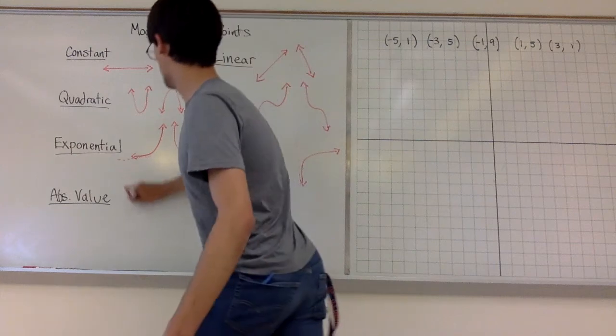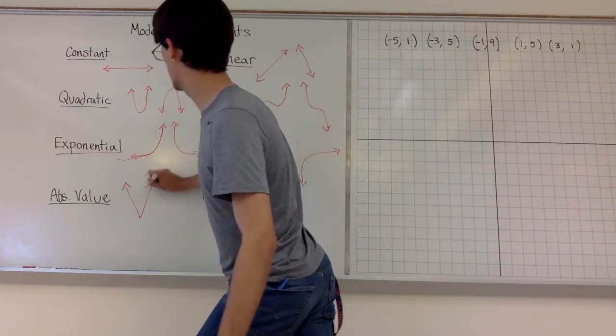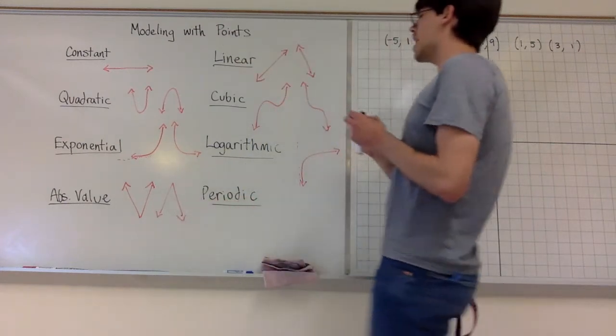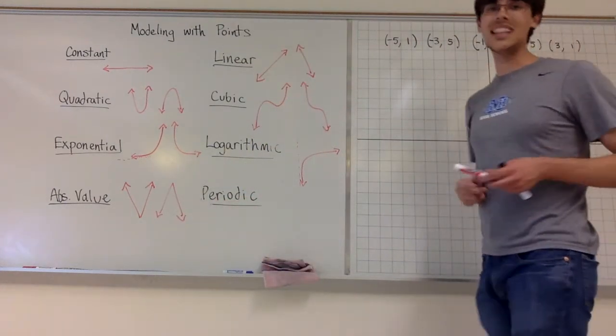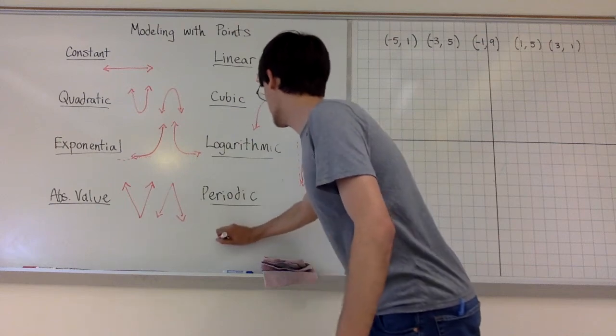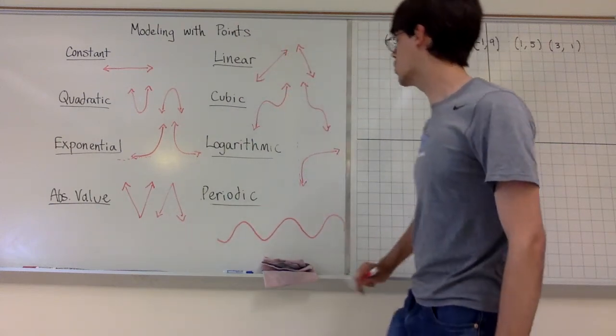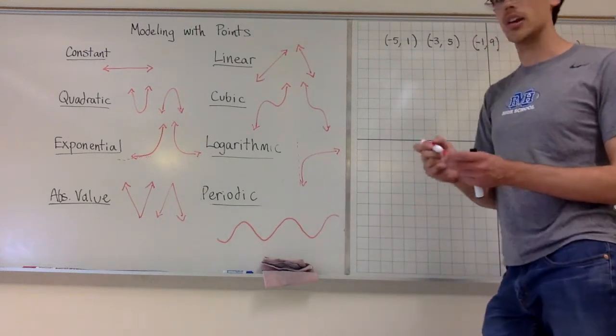Absolute value graphs are the V's. So they are straight on both sides. And finally, periodic, like I showed in that last video, those kind of make waves as they go along. So they repeat the same pattern. They just go in waves over and over like that. So that would be a periodic graph.